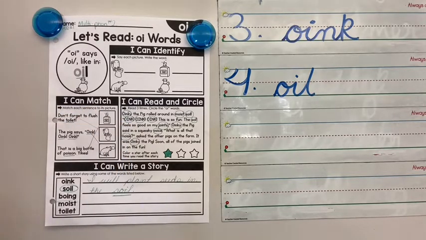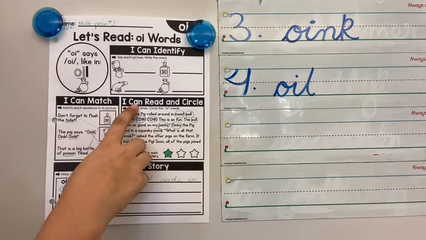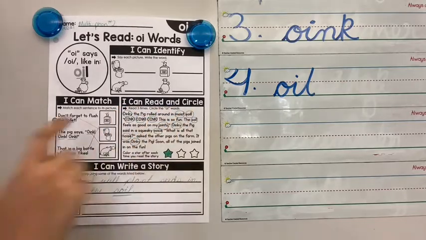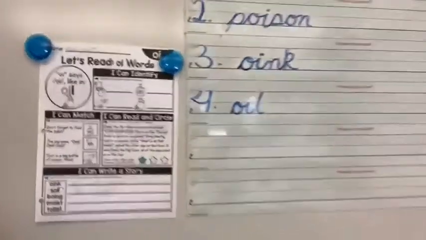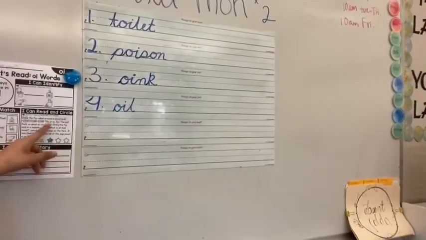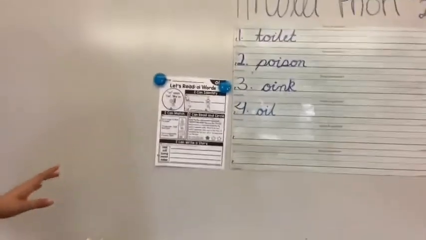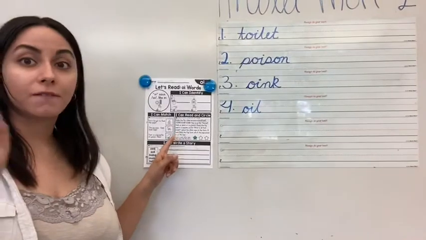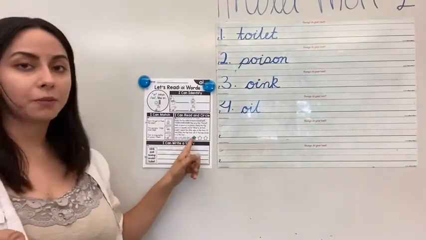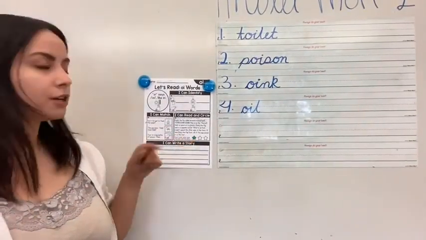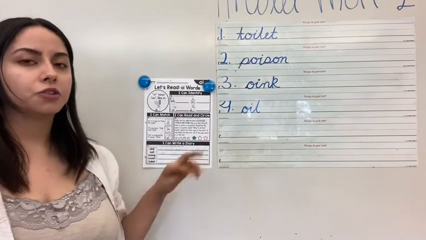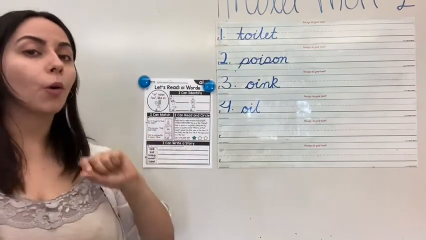Excellent job. Now moving on right here, it says, I can read and circle. Read 3 times and circle the oi words. I'm actually gonna zoom out because I don't want you guys to see all the words. I want you guys to find them for yourselves. So I'm gonna read it once with you, then you can color in, circle as you go.